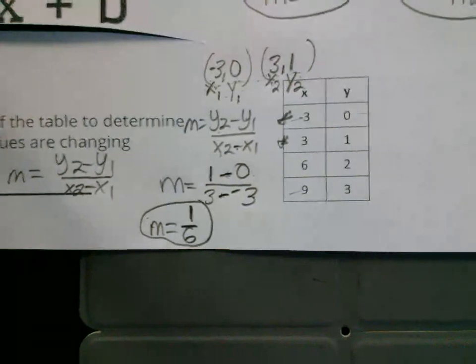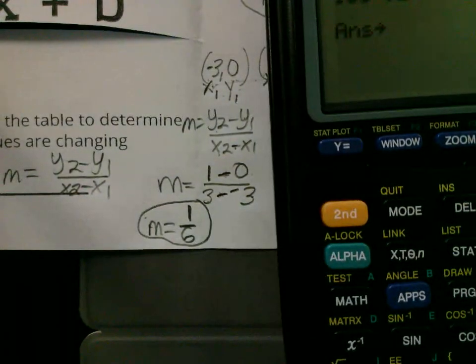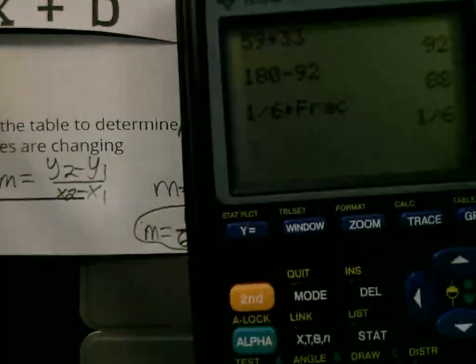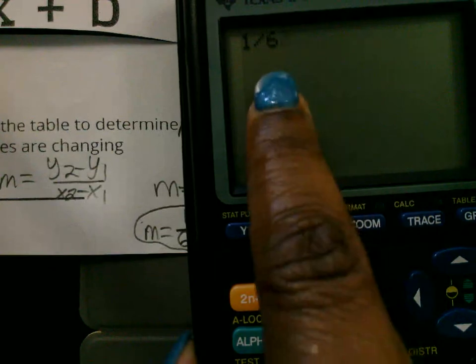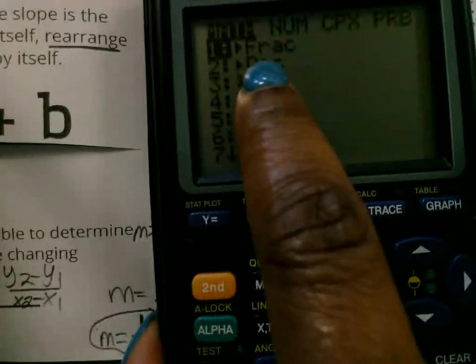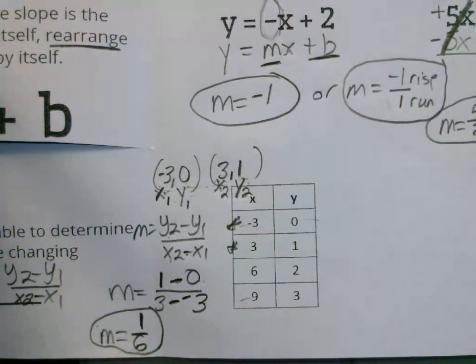Miss Reyes, how do you know that the fraction is reduced? Okay. You can type your fraction in as 1 divided by 6. Press the math button and then press enter 2 times. The fraction is reduced. Again, 1 divided by 6 is how you type in a fraction. Press the math button. The option is fraction. And then enter again. The fraction is already reduced. Please make sure you reduce fractions.